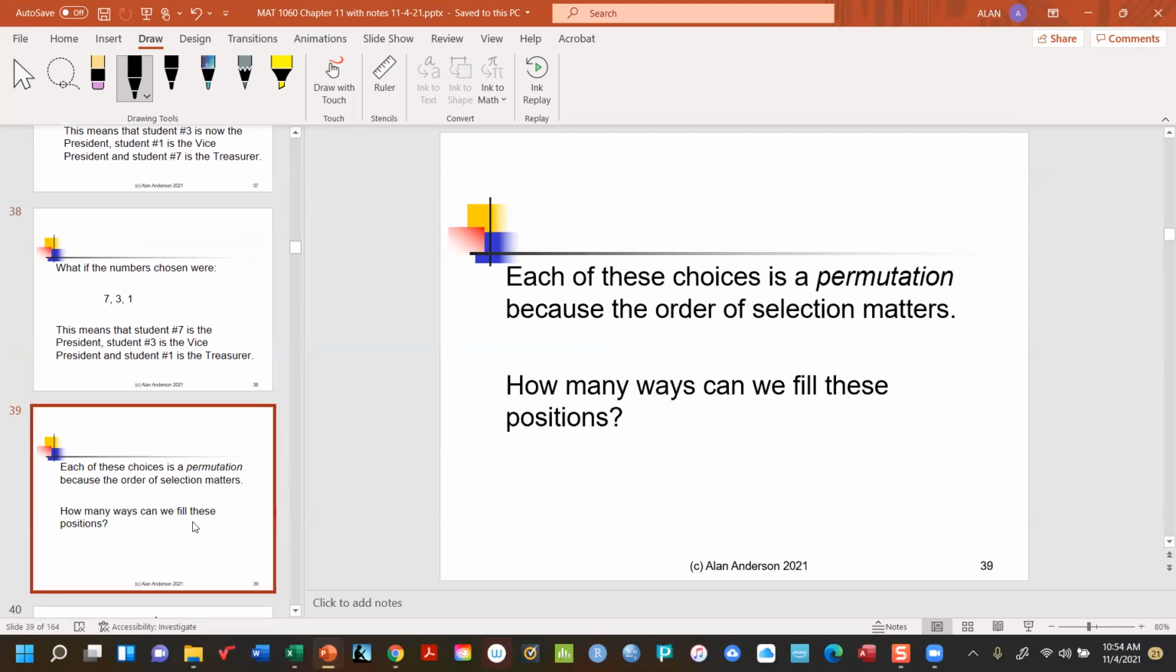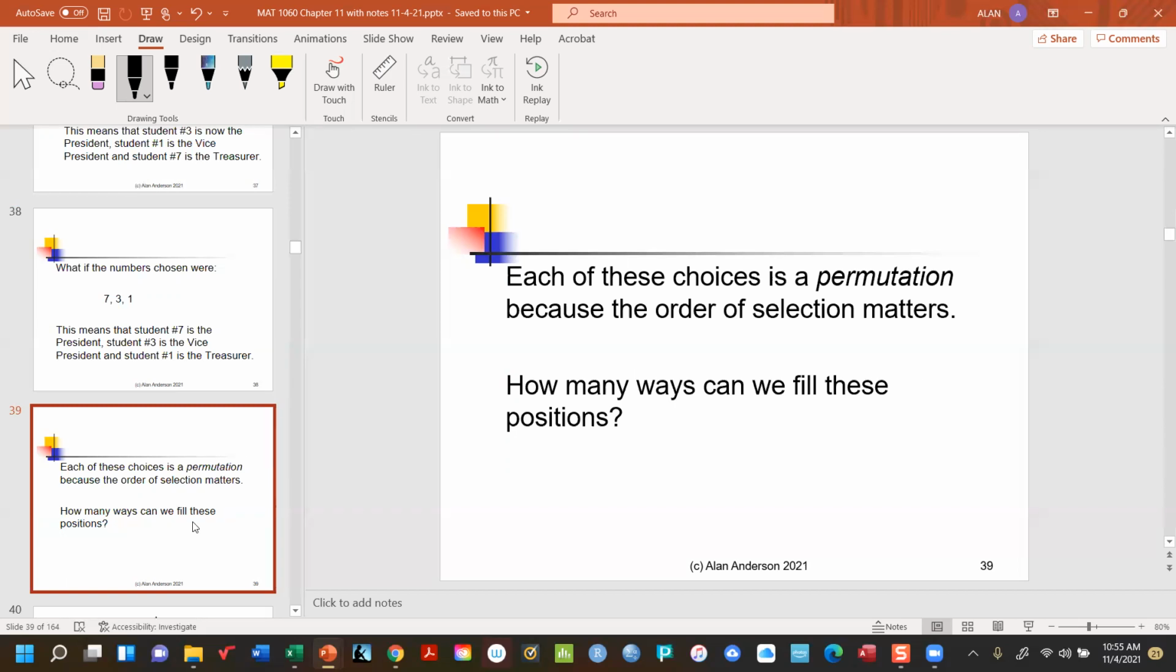So each choice here will be known as a permutation because we're choosing objects from a larger collection, and the order of selection matters, just like with arrangements. So you can think of a permutation as a special type of arrangement where you're not using all the values. That's essentially what separates the 2. And so the question is, how many different ways can we fill these positions? Now, sitting down and writing this out would take a very long time, and you're bound to make mistakes. So this is where we have to start thinking about introducing a formula.